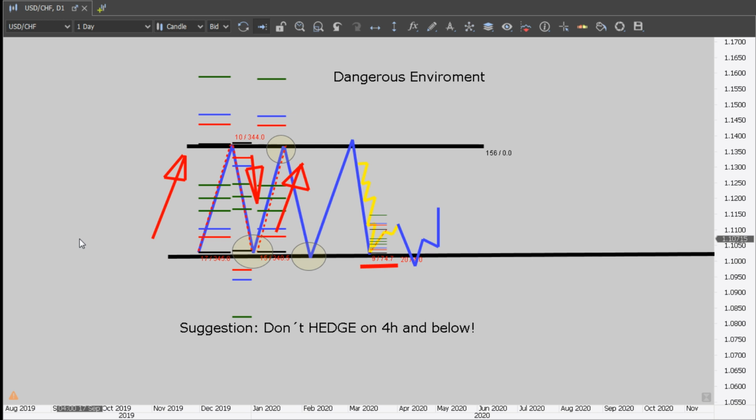You are saying don't trade the sideways movement on those time frames, but other movements are fine. No, I'm saying don't hedge the sideways movement. I'm not saying don't trade. I'm saying you don't hedge the sideways movement. Okay?